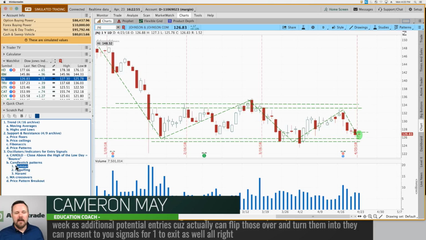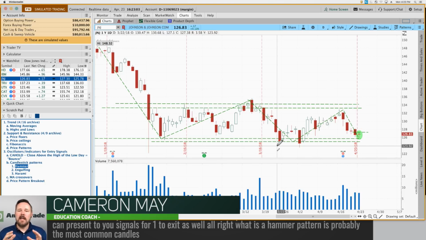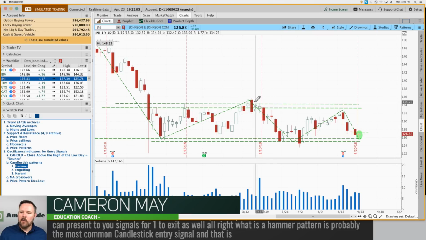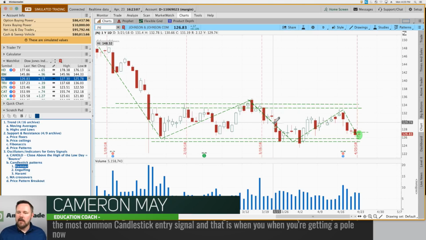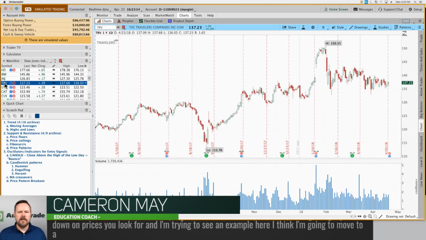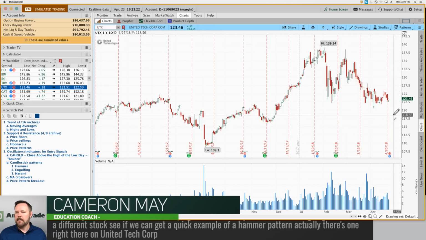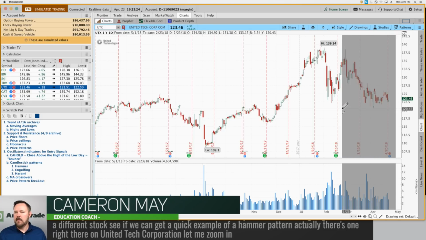All right, but what is a hammer pattern? The hammer pattern is probably the most common candlestick entry signal, and that is when you're getting a pull down on prices, you'll look for, and I'm trying to see an example here. I think I'm going to move to a different stock. See if we can get a quick example of a hammer pattern. Actually, there's one right there on United Tech Corporation. Let me zoom in on this most recent move.